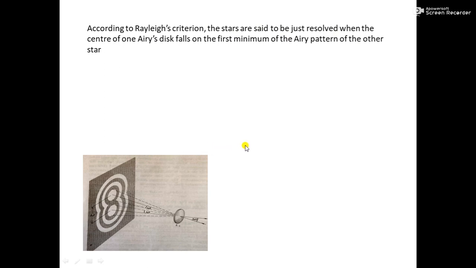If the two stars approach each other, their respective images come together and overlap with each other, and we will get a single blend of the fringe pattern, and thus we will not be able to see the two stars separately. According to the Rayleigh criterion, they will be just resolved if the center of one Airy disk falls on the first minimum of the Airy pattern of the other.